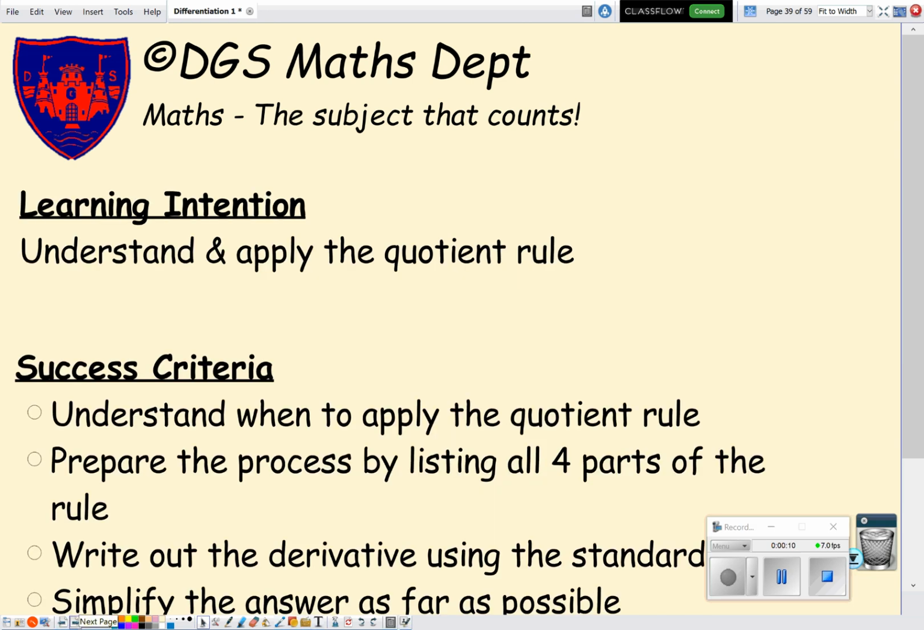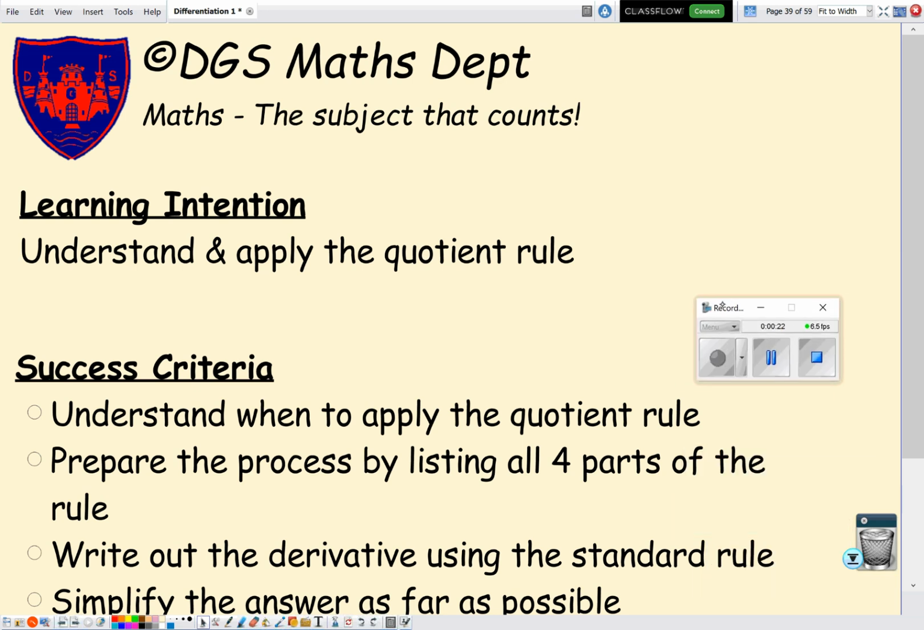Today what we're going to do is take a little look at how to understand what the quotient rule is and how to apply it. The quotient rule is quite similar to the product rule, but it's used for a slightly different format of the function, so we'll take a wee look at that.